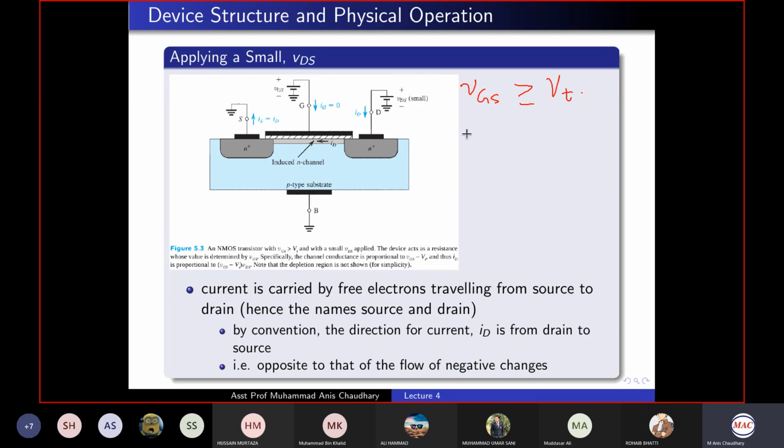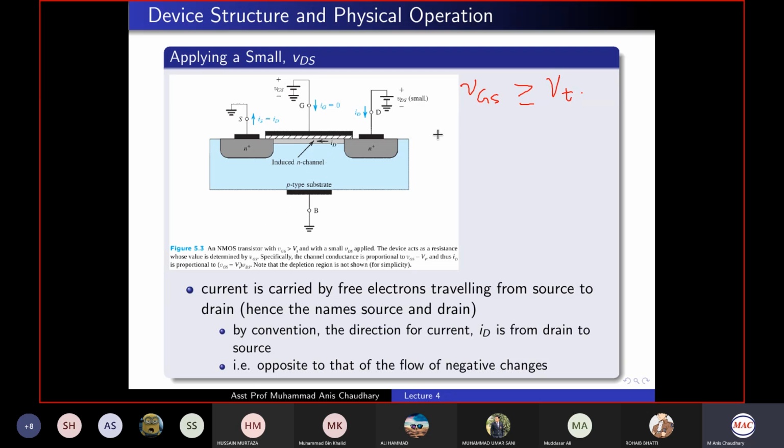get a channel. And as soon as you apply this VDS across the channel, you get a flow of electrons from source to drain, and hence the current is flowing in the opposite direction, that is from drain to source, into the drain, out of the source.